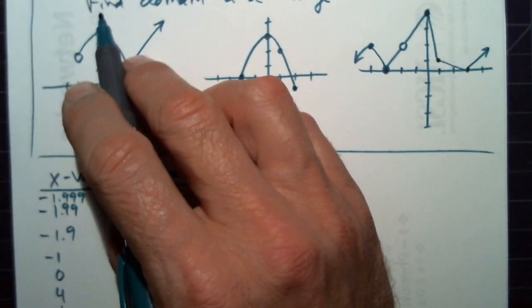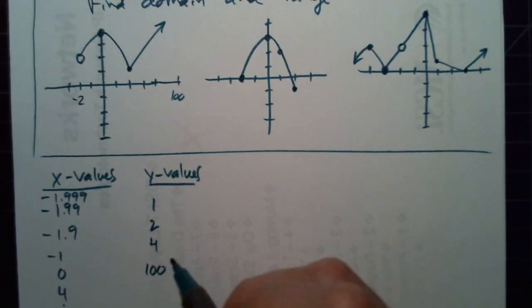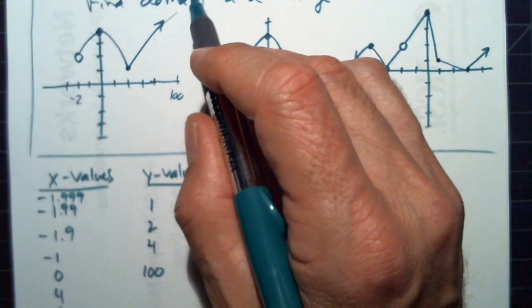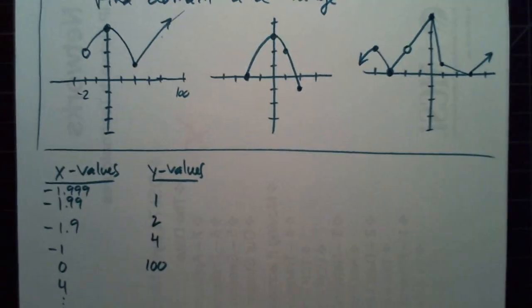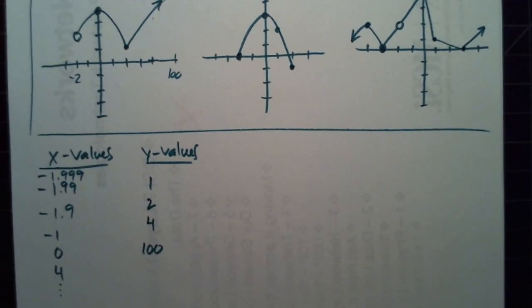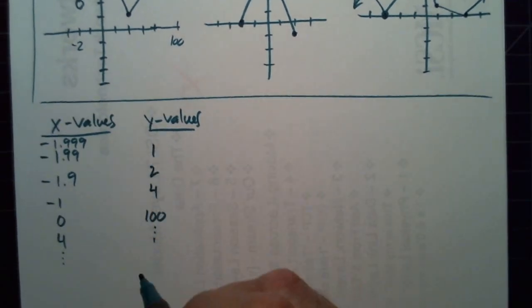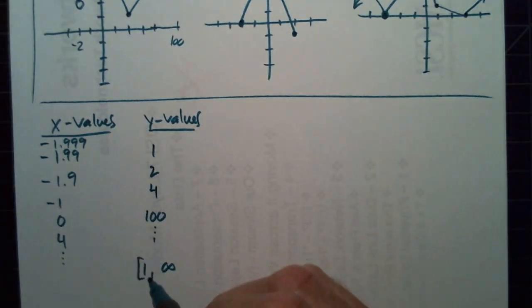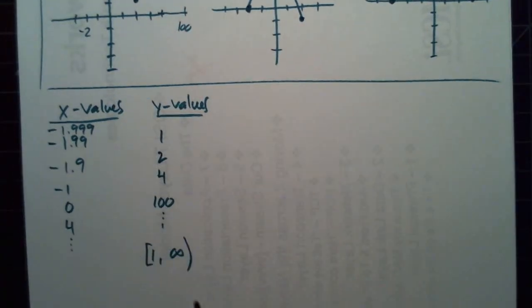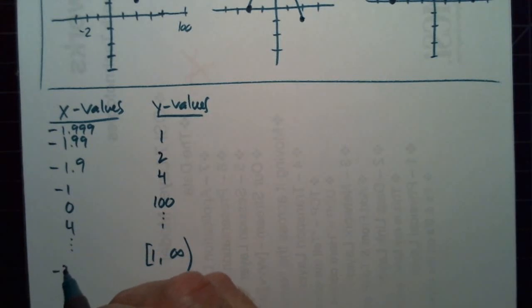How about at 100? Because of this arrow and the graph is going to continue up, 100 will also have a point on the graph. And so we can see the y values go from 1 to infinity. We're going to include 1. And here, -2 to infinity, but we're not going to include -2.